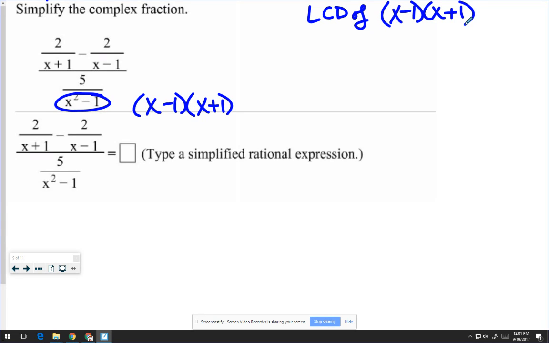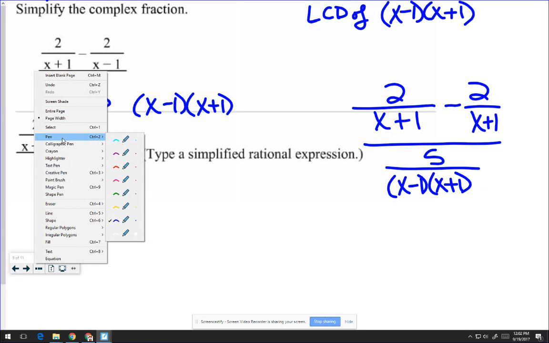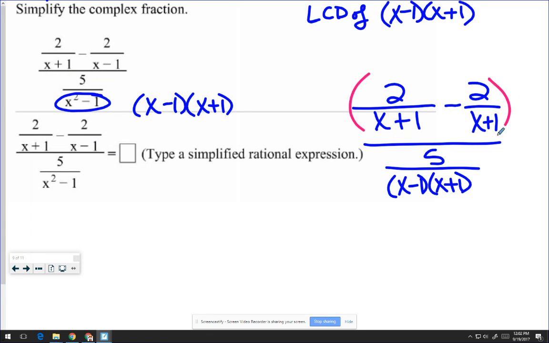So we're going to take our expression, and again, we're going to multiply the top and bottom of the big fraction by that LCD. But notice on this bottom one, instead of putting x squared minus 1, I'm going to go ahead and leave it in factored form. So if I multiply by x minus 1, x plus 1, on top and bottom, let's see what happens. And when I say top and bottom, I mean the big fraction.